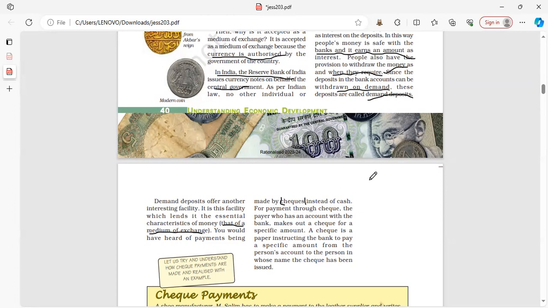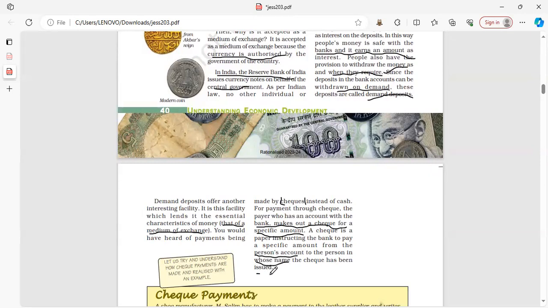For payment through check, the payer who has an account with the bank makes out a check for a specific amount. If you have an account in a bank, that bank will give you a checkbook. And if you want to give money to some person in their name, you can issue a check. Now, what is a check? A check is a paper instructing the bank to pay a specific amount from the person's account to the person in whose name the check has been issued.